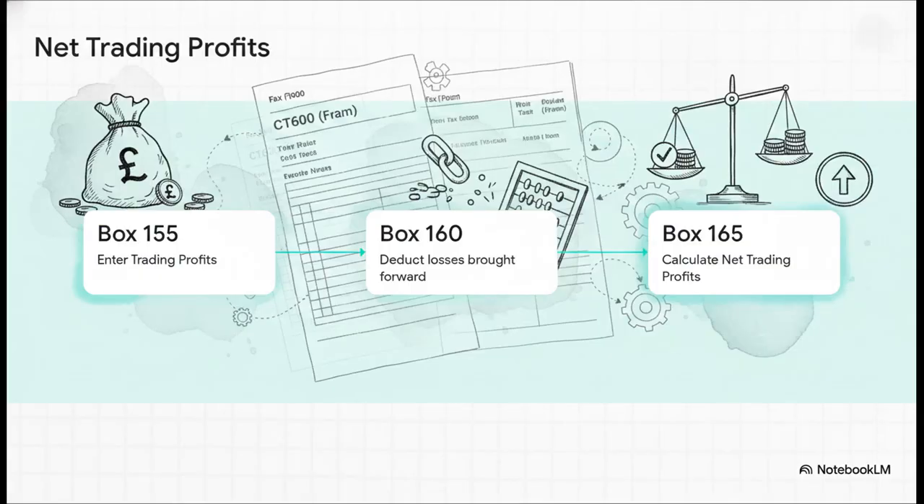Getting to your net trading profits in box 165 is basically a 3-step dance. You take your initial trading profits in box 155 and simply subtract any trading losses you've brought forward in box 160. It really is just that straightforward deduction to get your net figure.